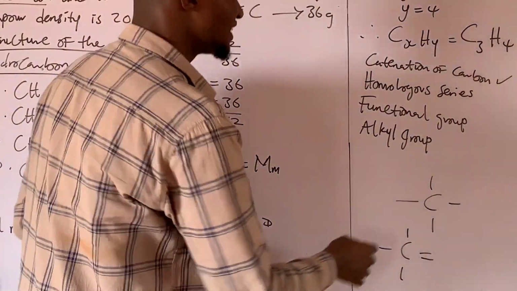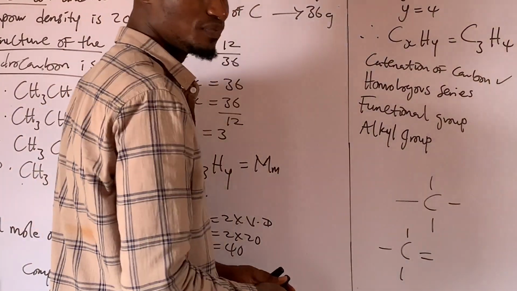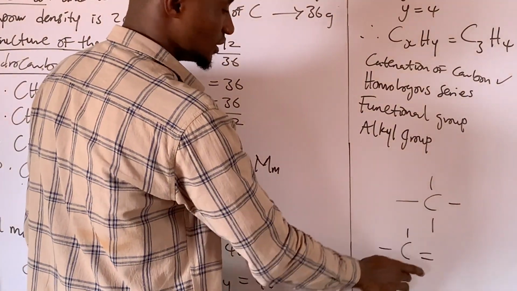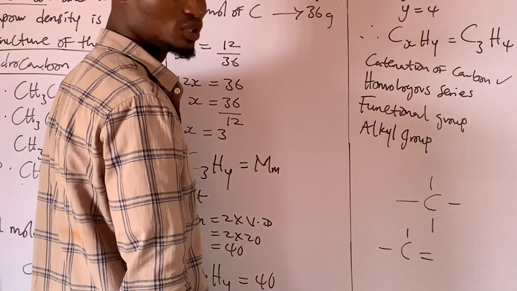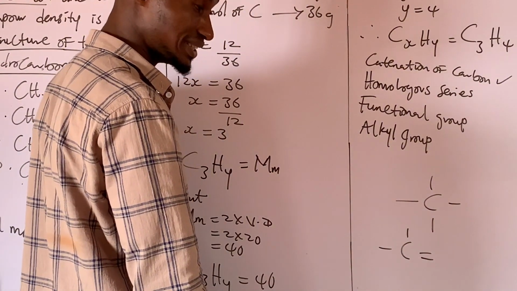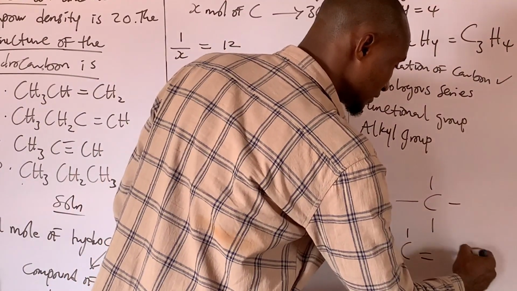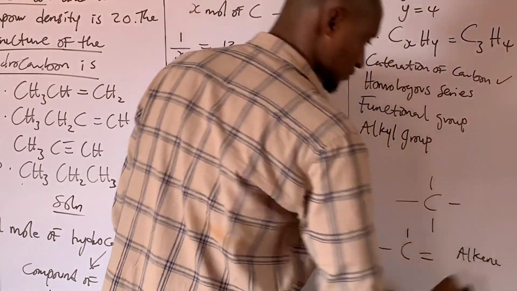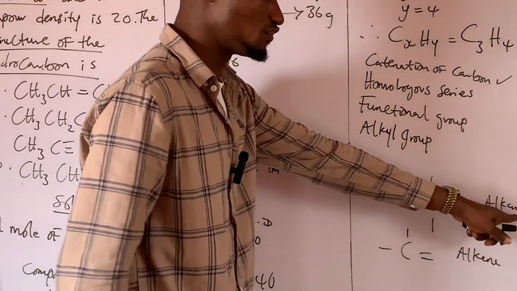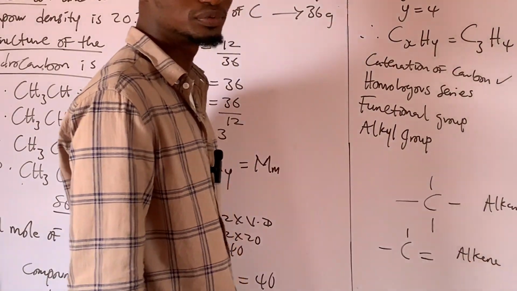So, since this is one, two, three, four, and there is introduction of a double bond here, you have to clean one, so that you have one, two, three, four. Do you understand now? This one is for alkene. This one is for alkane. This is a functional group. This is a functional group.